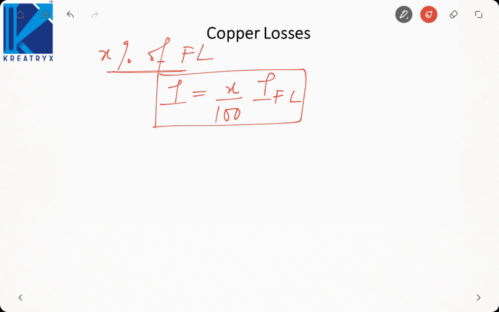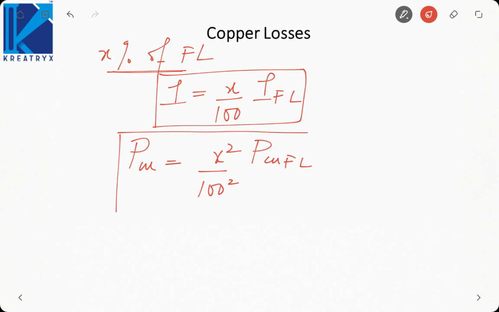Now I know copper loss is proportional to current square. So copper loss is equal to X square times P_CU full load, or in terms of percentage you can say X square by 100 square. So copper loss is proportional to loading square.